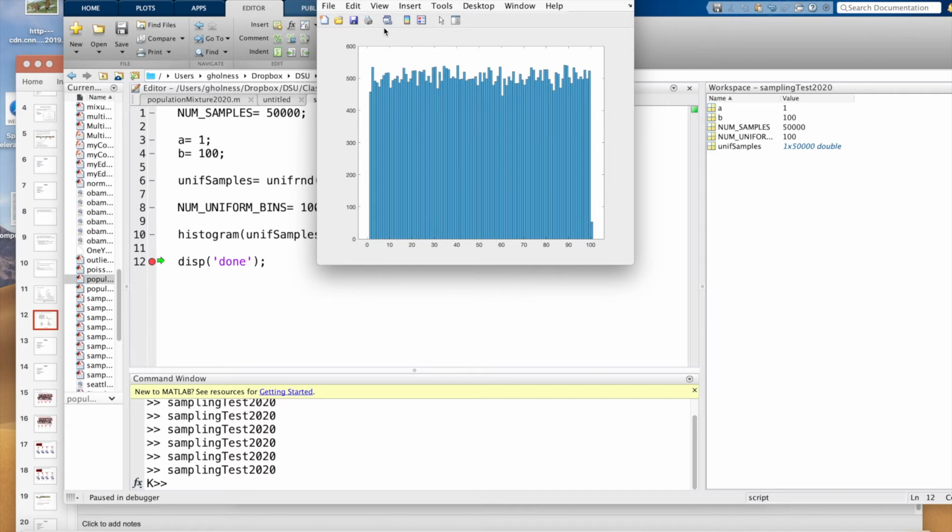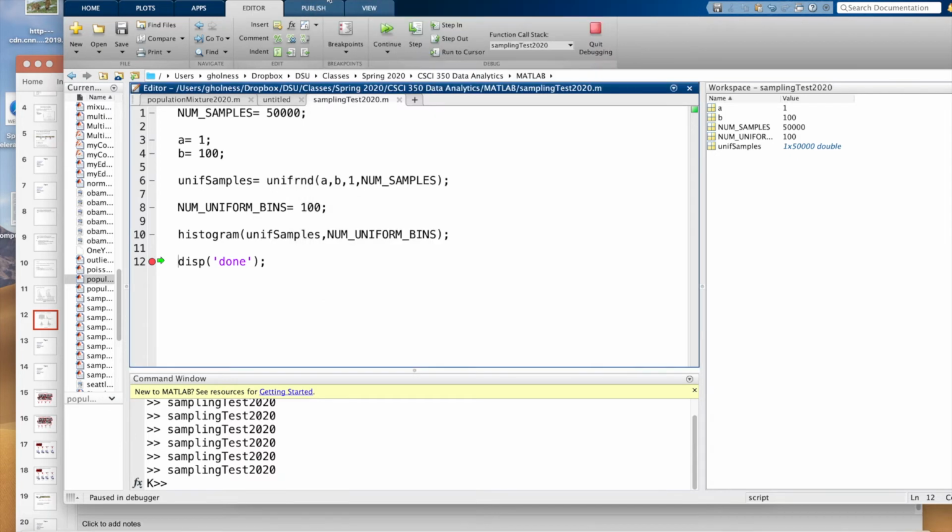Does that make sense? So you can't increase both, right? Something breaks. You have to make sure that you have enough representation across all of the ranges of values represented by each of the bins. Okay, so that's the uniform distribution.